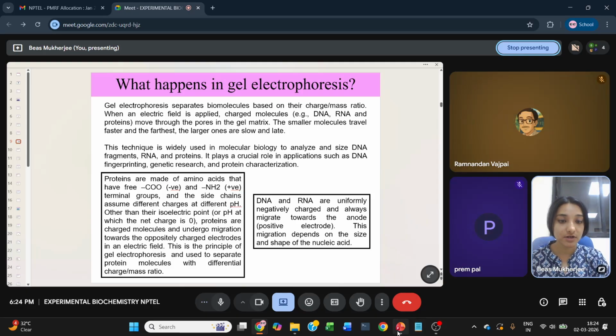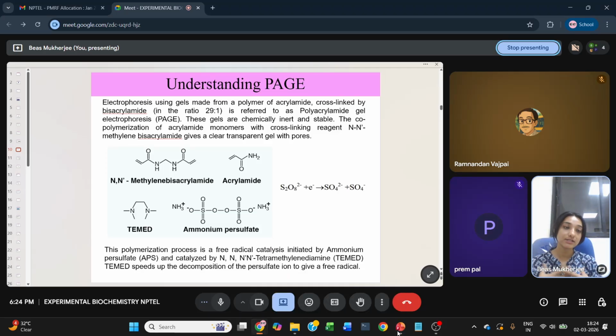Okay, so now we will look at the principle behind SDS PAGE. A lot of questions can be expected from SDS PAGE because this is a very basic, very fundamental technique. So it's very important that you understand this properly. Now see, electrophoresis using gels made from a polymer of acrylamide cross-linked with bisacrylamide in the ratio 29:1. This 29:1 is actually 30% gel. This is the normal one that is used in the lab. This is referred to as polyacrylamide gel electrophoresis, or PAGE.